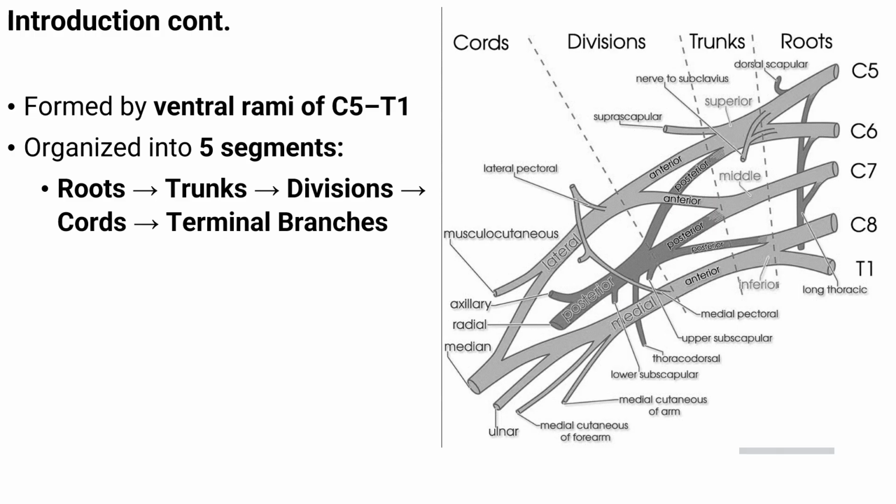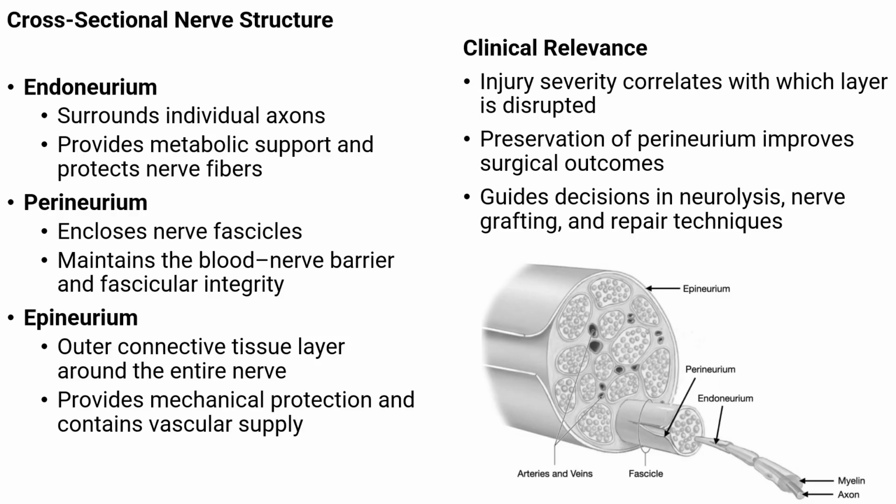When we look at a peripheral nerve in cross-section, it's organized into three protective layers, each with a specific role in function and healing. At the most microscopic level, individual axons are supported by a delicate connective tissue that maintains their metabolic environment and shields the nerve fibers themselves.